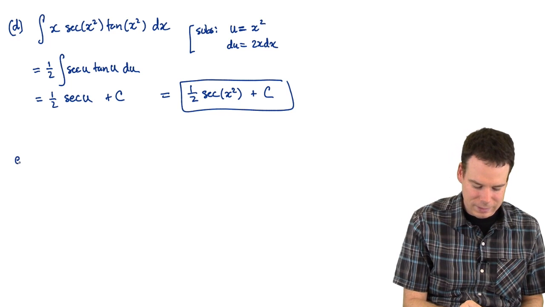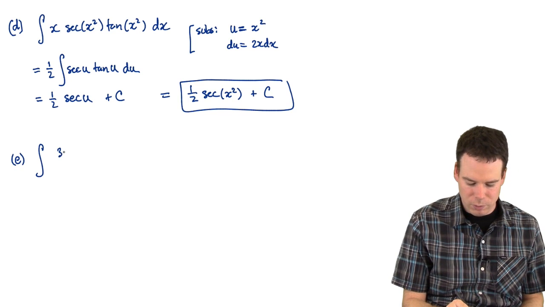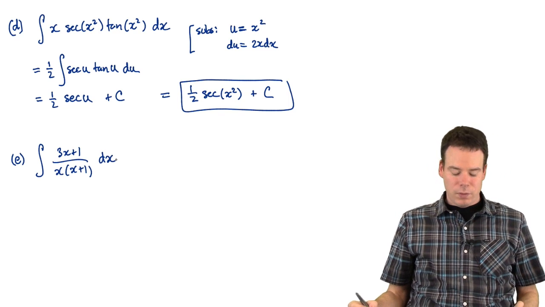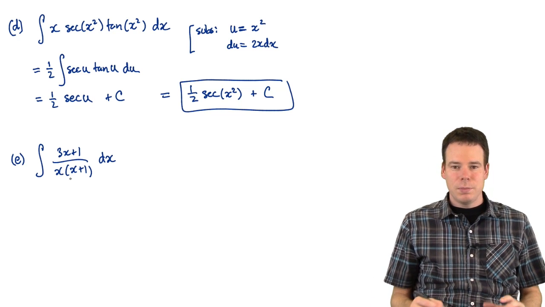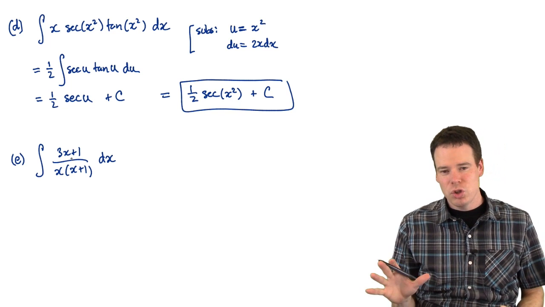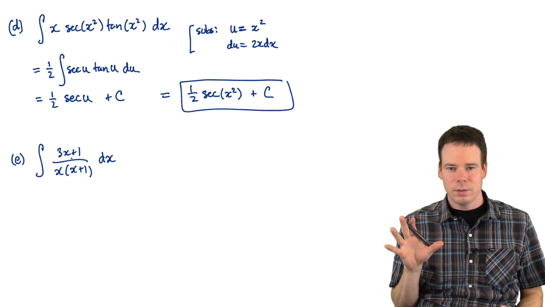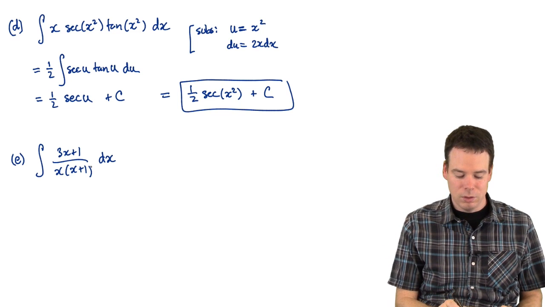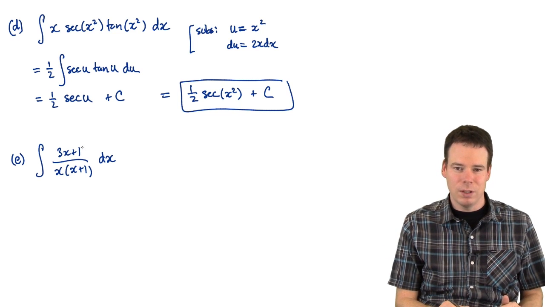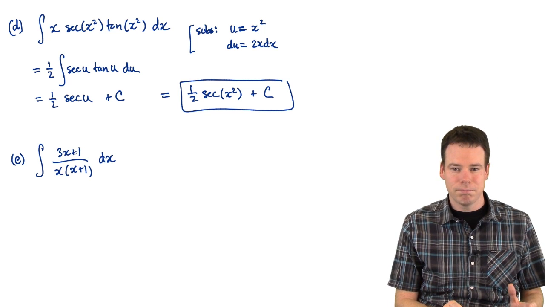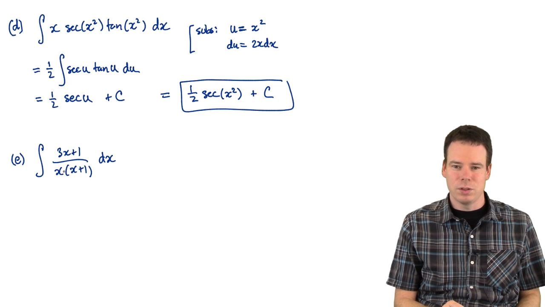So let's look at the last example now. It's the integral of (3x plus 1) over x times (x plus 1) dx. Now for this one, it's a rational function, so this means that we should probably look at using partial fractions. Maybe we shouldn't jump too quickly to using partial fractions, because at this stage we probably should just look, is the derivative of the bottom the thing on the top? If it is, then a substitution would work. If the derivative of the thing on the bottom is not the thing on the top, then partial fractions is probably the way to go here.